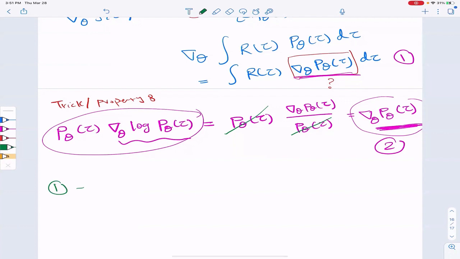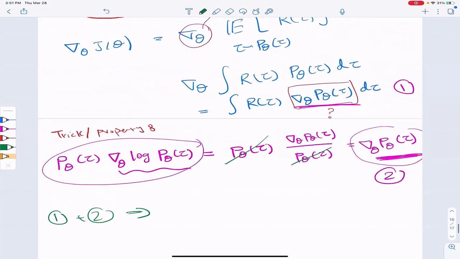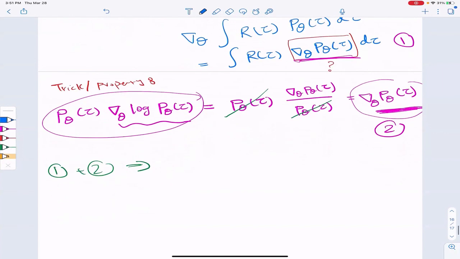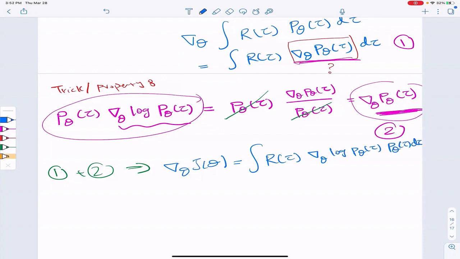So 1 plus 2, we have the following. The gradient of our objective is equal to the reward for that trajectory times the gradient of p sub theta, but instead of that, I'm going to write the gradient of log of p sub theta of tau times p sub theta of tau. So I replace 2 in 1.